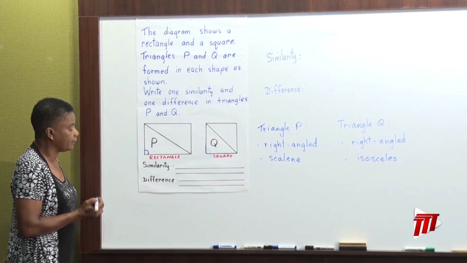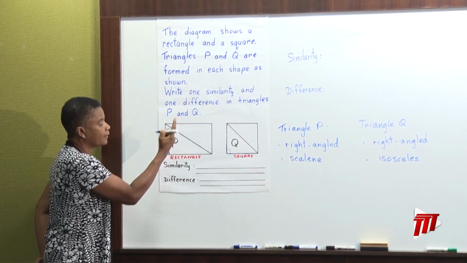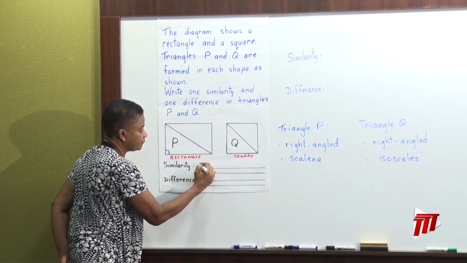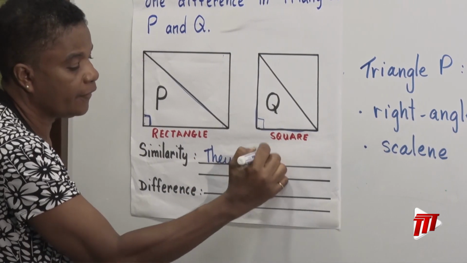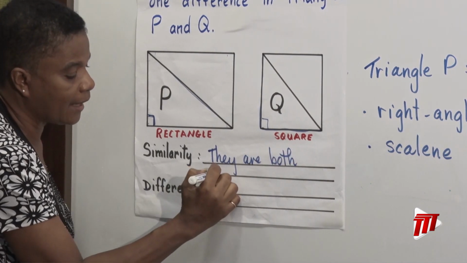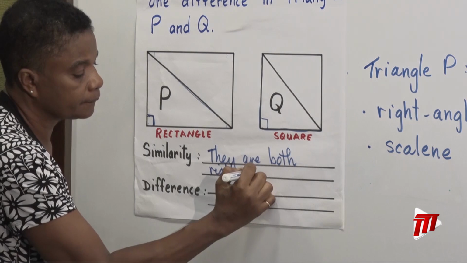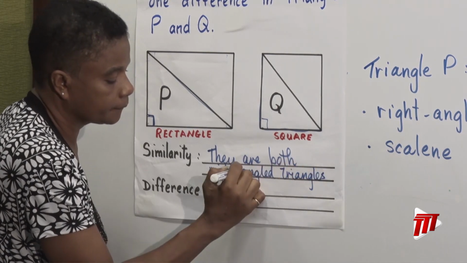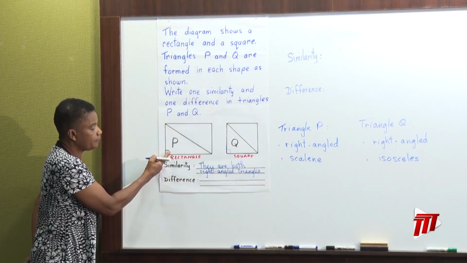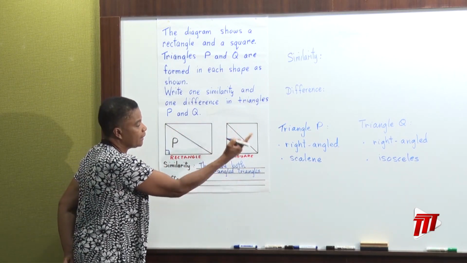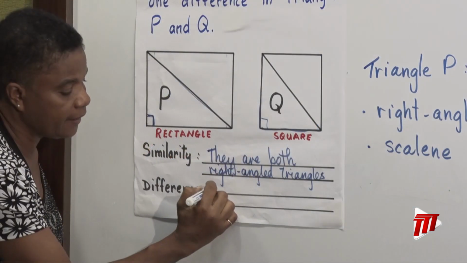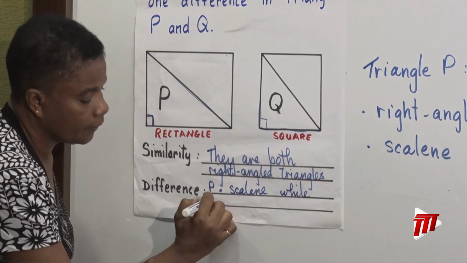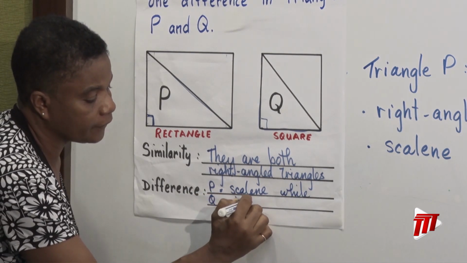Therefore, can we answer the question? What is one similarity between triangle P and triangle Q? They are both right angled. So a similarity, they are both right angle triangles. What about the difference? Triangle P is scalene and triangle Q is an isosceles. So the difference, P is scalene while Q is isosceles.